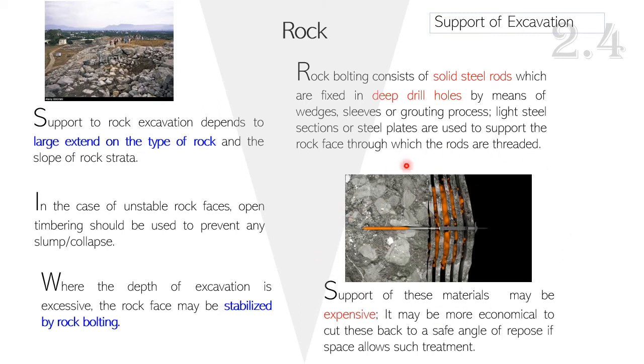Rock bolting consists of solid steel rods which are fixed in deep drill holes by means of wedges, sleeves or a grouting process. Steel sections or steel plates are used to support the rock face through which the rods are threaded. Support with these materials may be expensive. It may be more economical to cut this back to a safe angle of repose if space allows such treatment.